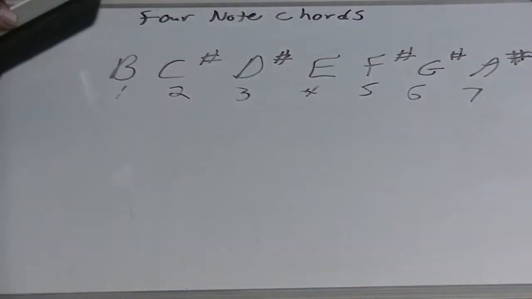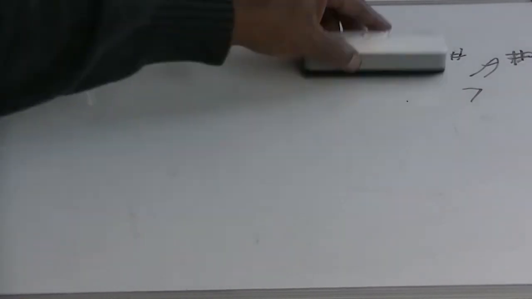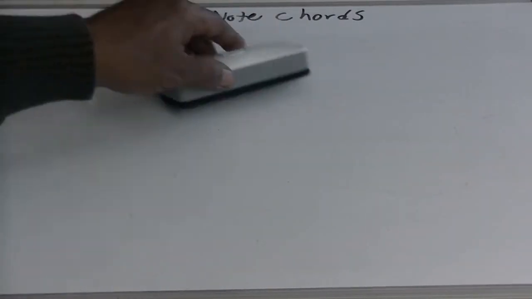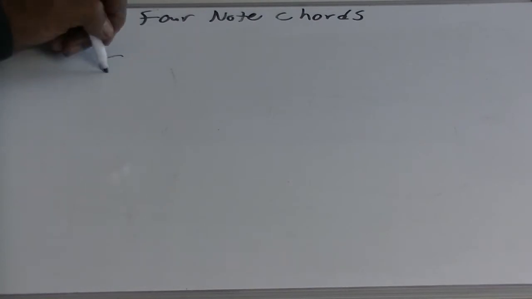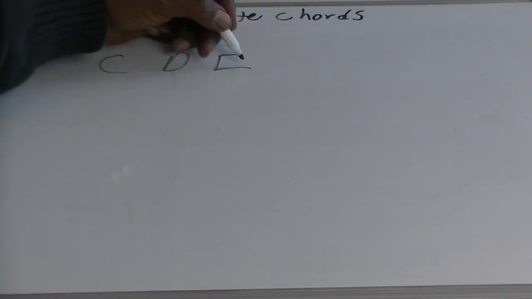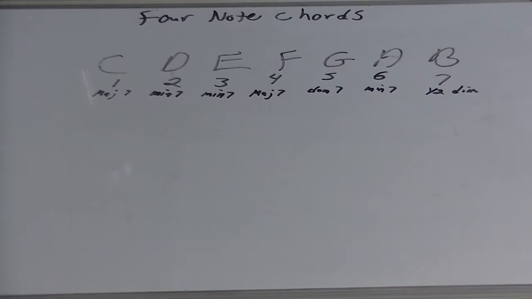So these are the 4 types of chords that we have now that we've added the 4th note to each one of these triads. Now I just want to go back to where we started. Let's go back to the C major scale. I want to point something out.